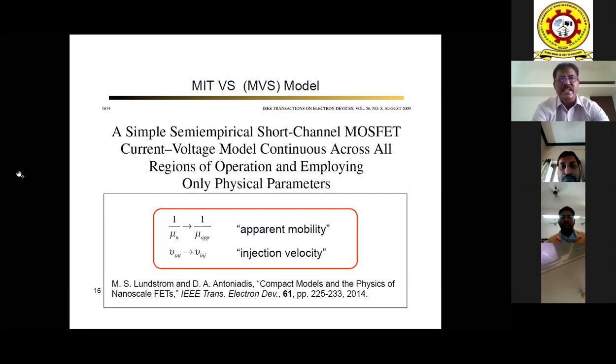A simple MIT, of course, all of us know, Massachusetts Institute of Technology, and VS stands for Virtual Source transport model.